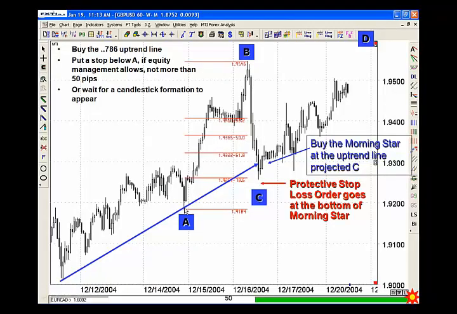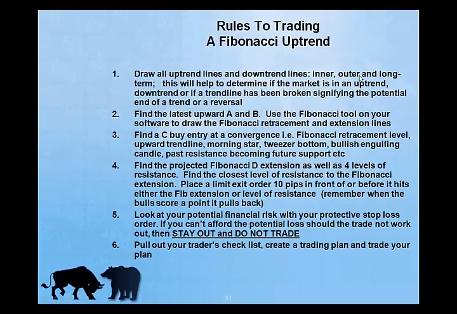And you can see it here. Look how the market did A, B, pulled back near that 618-786 number, and there was a trend line. It gave me a nice morning star. I would have bought. I would have placed my stop loss below A, or I could have placed my stop loss below that morning star. I would have measured 10 pips from this point, and I would have put my stop loss and then taken the ride up north. And these are the rules to trading a Fibonacci uptrend.